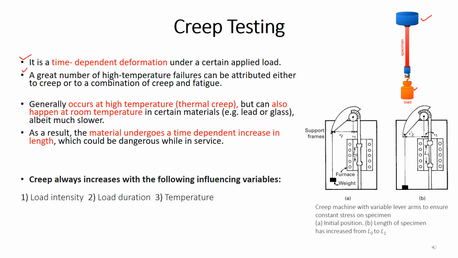A great number of high temperature failures, the failures of components which occur at high temperatures, are because of creep or a combination of fatigue and creep. Generally, creep is defined as the phenomenon of plastic deformation under static loads at higher temperature, which is also known as thermal creep. But creep can also occur at room temperature in certain materials such as lead or glass, but it occurs at a very slow rate.